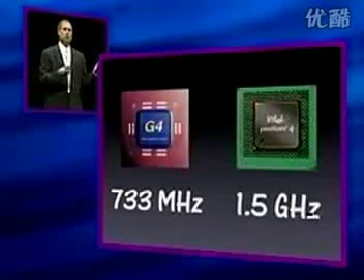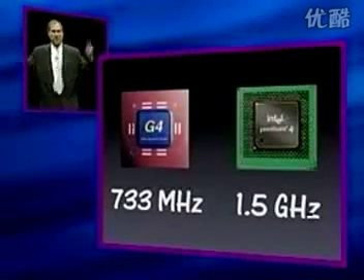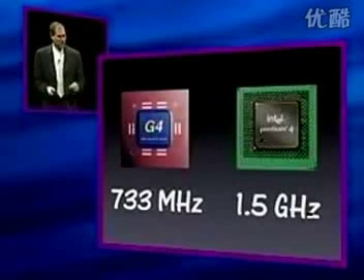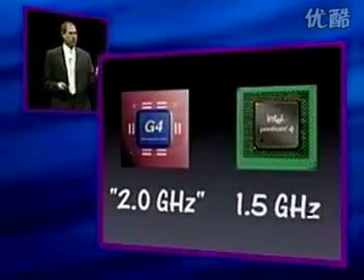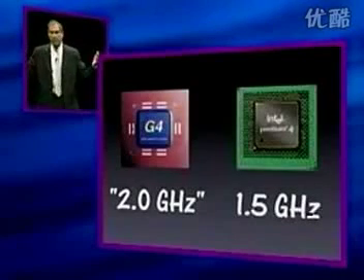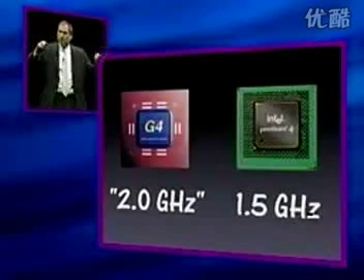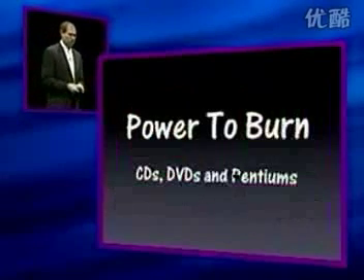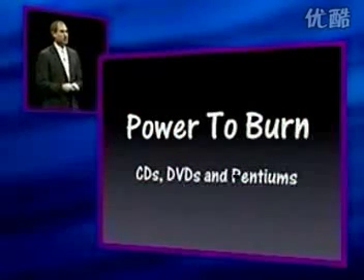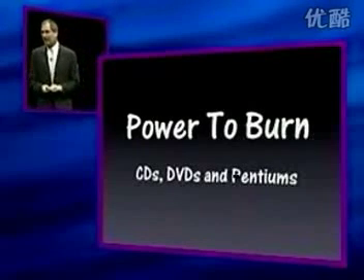If we wanted to label the G4 with Intel megahertz, then to be 33% faster, we would have to call the G4 a 2 gigahertz G4, a 2 gigahertz Pentium G4. And you see what I mean? So, we've got power to burn CDs, DVDs, and Pentiums.